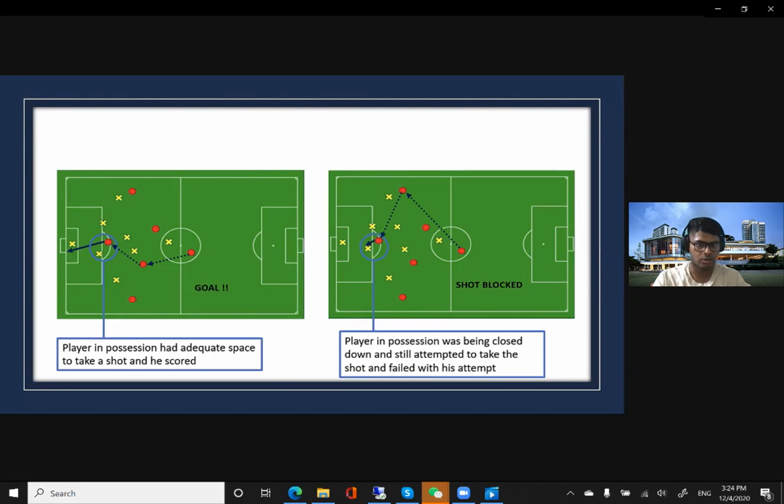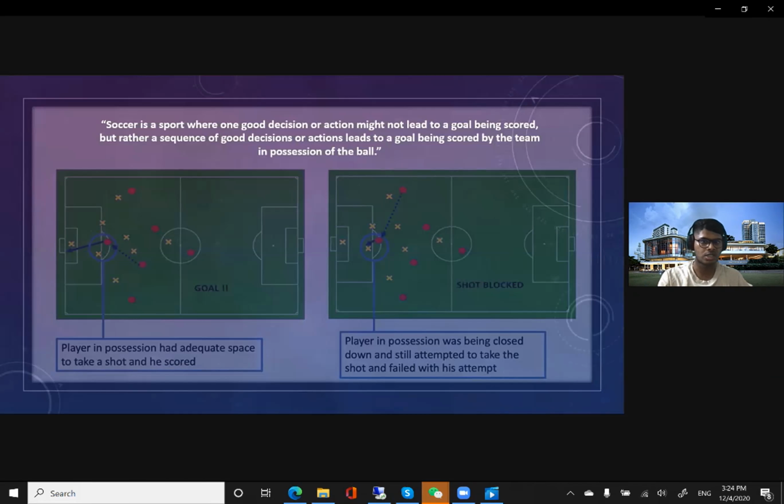But we also find that the preceding passes before this shot was taken might have led to the player in possession not having adequate space to take a shot on goal. We can conclude from this slide that making individual good decisions does not necessarily guarantee the best outcome for that scenario, but rather soccer is a sport where a sequence of good decisions by players on the same team leads to the team in possession scoring a goal.